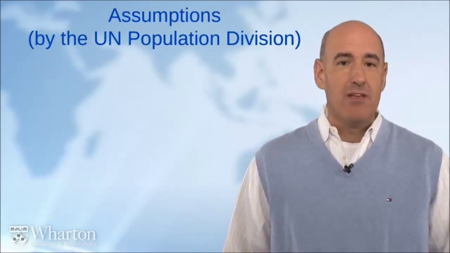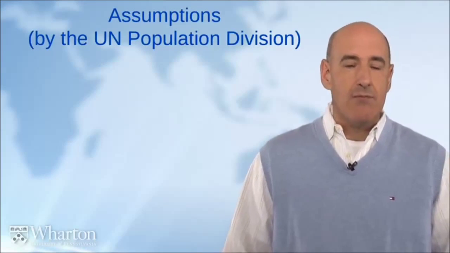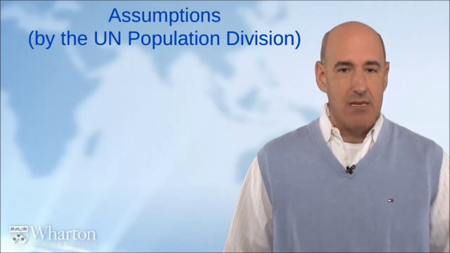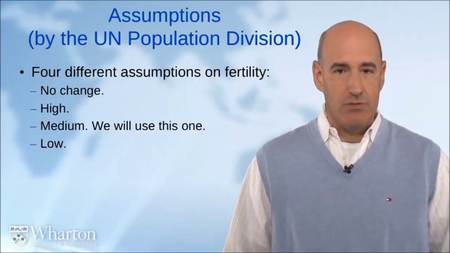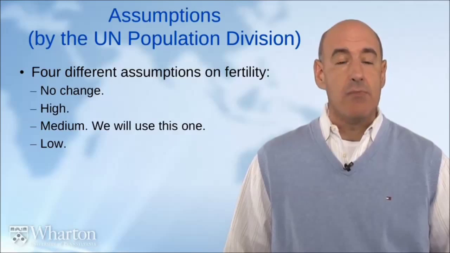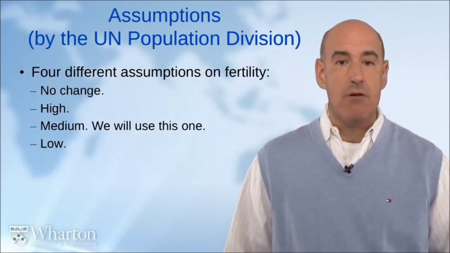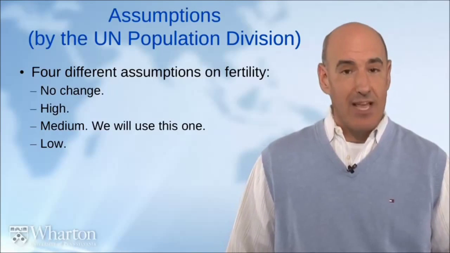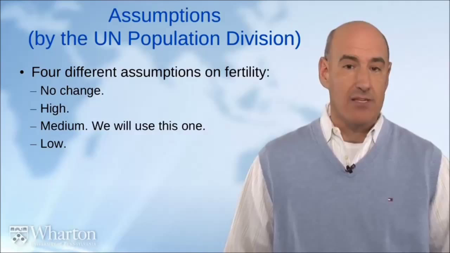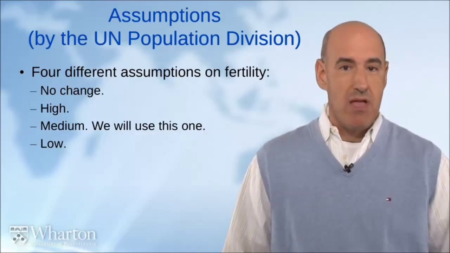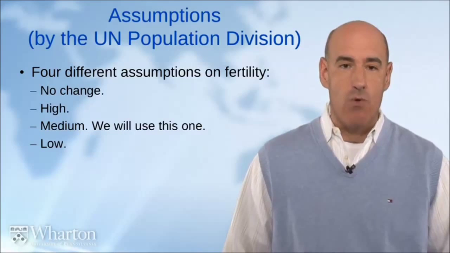So first of all, we are going to be using data from the United Nations Population Division. And they make 4 different assumptions concerning fertility. The first assumption is no change. That is to say, people are going to have the same number of children for the next few decades. The second assumption is the high fertility assumption. The third is the medium. And then the fourth assumption is the low.